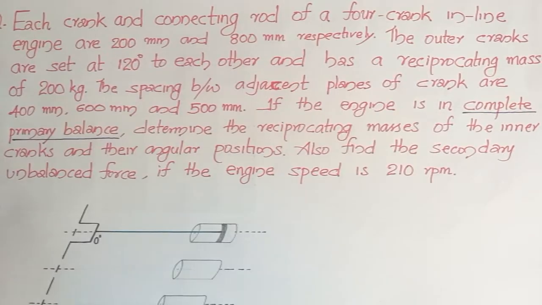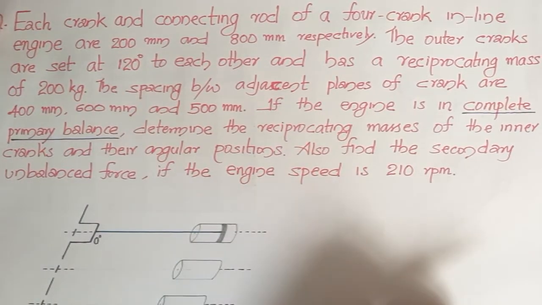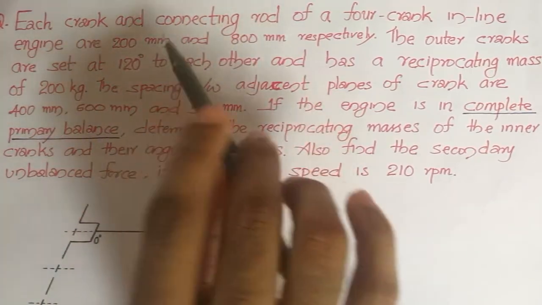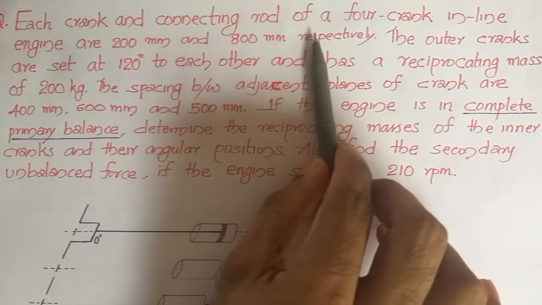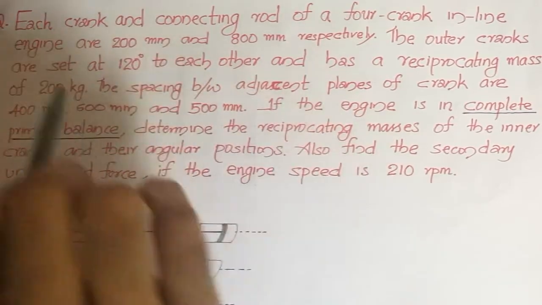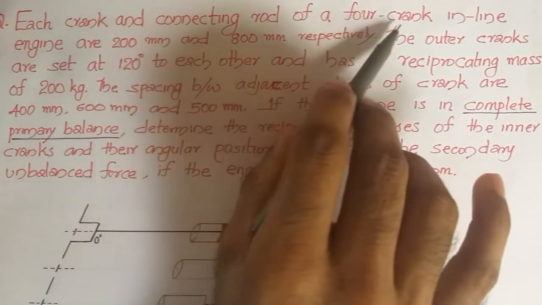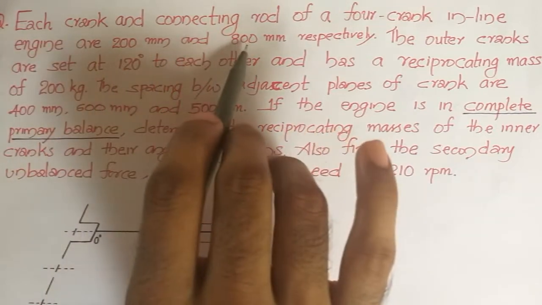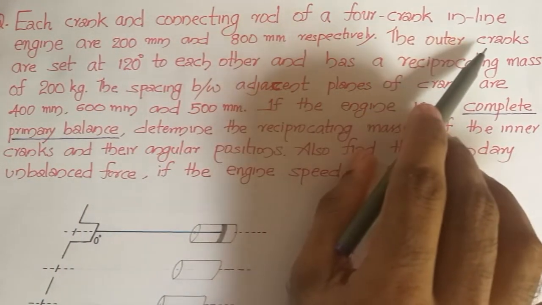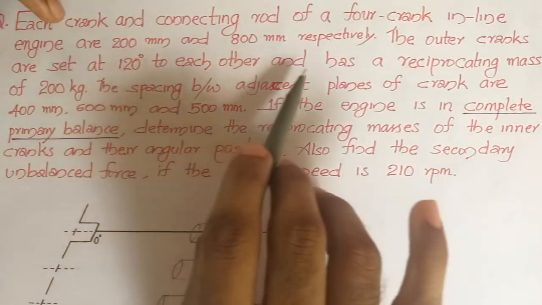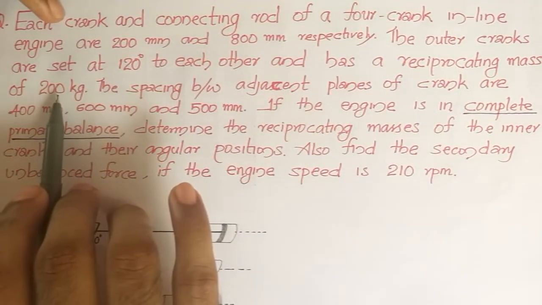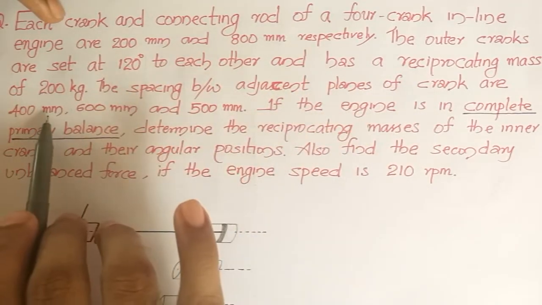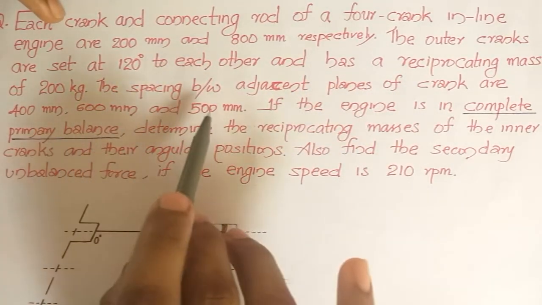So here we will be considering the problem of a multi-cylinder, that means a 4-cylinder inline engine. Each crank and connecting rod of a 4-cylinder inline engine are given 200 mm and 800 mm respectively. The outer cranks are set at 120 degree to each other and have a reciprocating mass of 200 kg. The spacing between adjacent planes of crank are given as 400 mm, 600 mm and 500 mm.